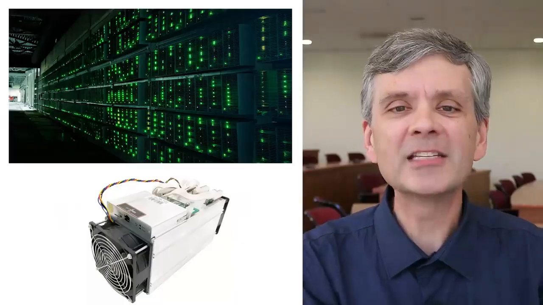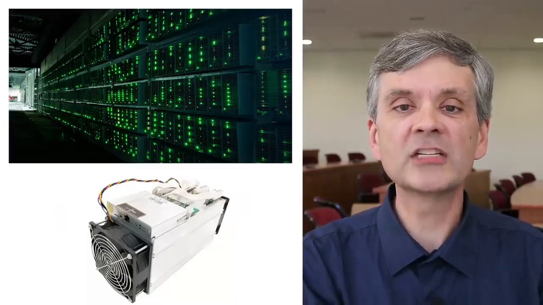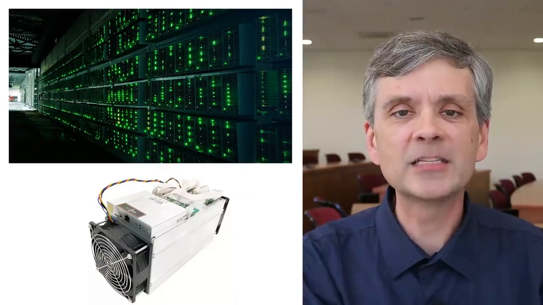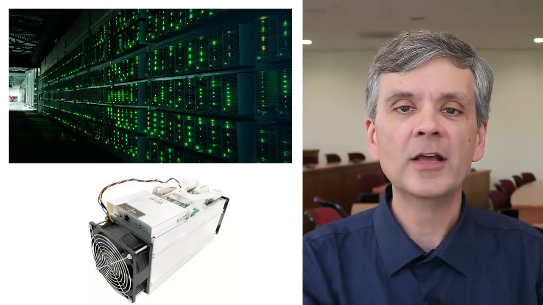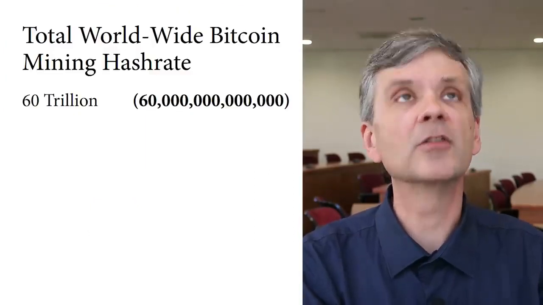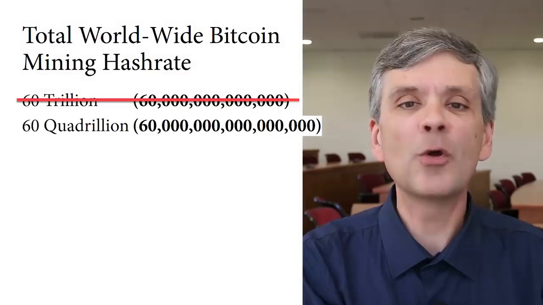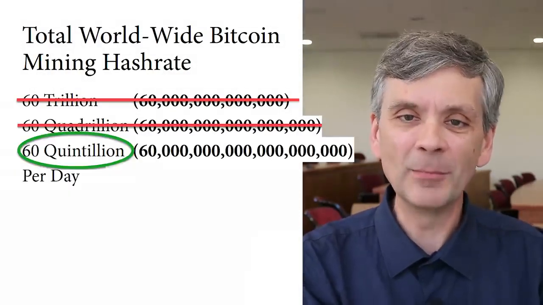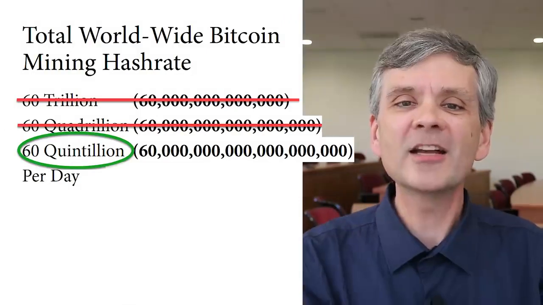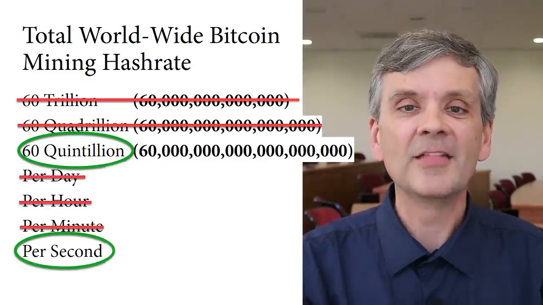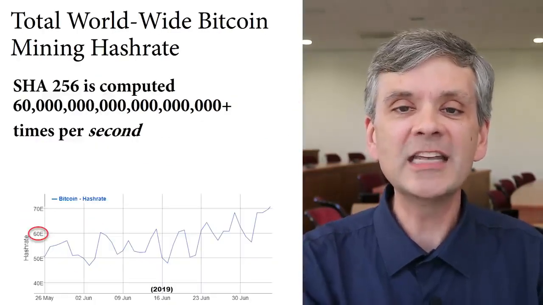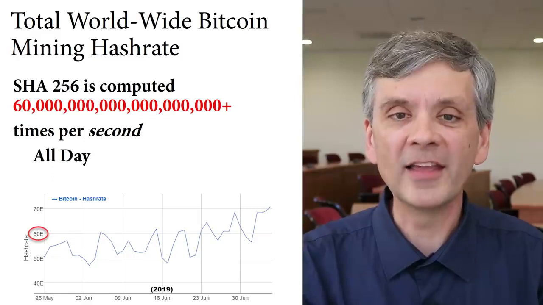Also, that's why I think it's the most popular algorithm on Earth, or maybe I should say the most commonly computed algorithm on Earth. In the race to mine Bitcoin, special computers have been built just for running SHA-256 as fast as possible. How fast? Well, if you add up all of the Bitcoin miners in all of the world, they're currently doing 60 trillion hashes. No, wait, 60 quadrillion. No, 60 quintillion hashes per day mining Bitcoin. Oh, wait, I'm wrong again. Not 60 quintillion per day, not per hour, not per minute, but per second. That's right, SHA-256 is run 60 quintillion times per second all day, every day.